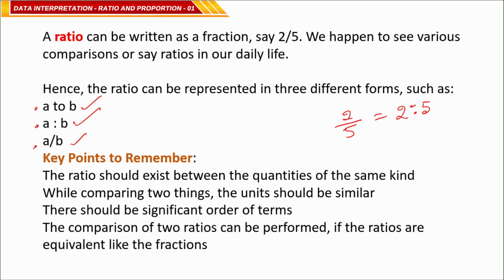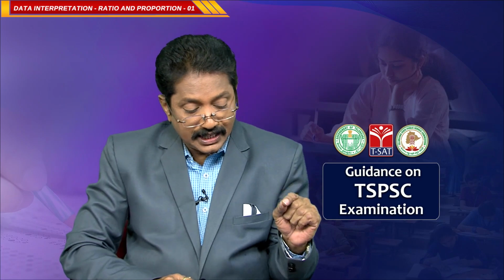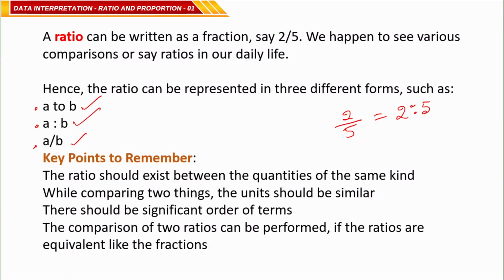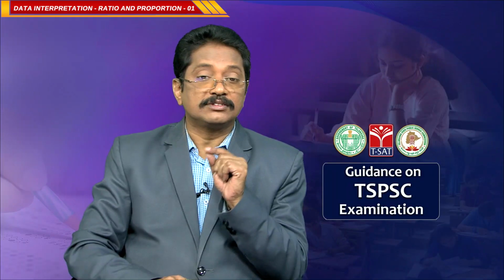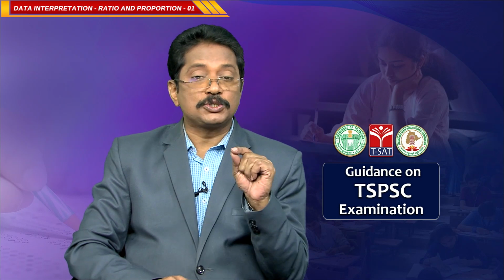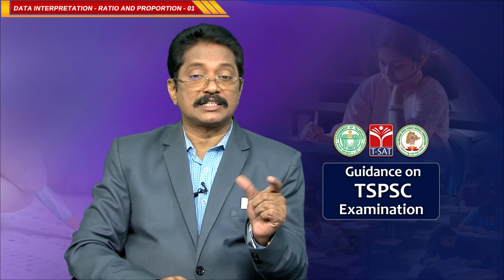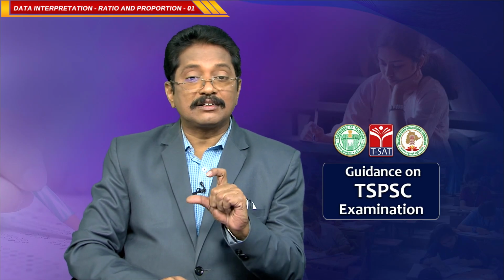So, we have very important points to remember about the ratio. The first one is the ratio should exist between the two quantities of the same kind. Just now I said, if you say with respect to mass, you have to say with respect to mass. So, between 2 kilograms and 30 minutes, there is no ratio. 30 minutes is meant for time and 2 kilograms is meant for mass. So, mass and time are two different quantities, so we can't compare or make a ratio between these two different quantities.